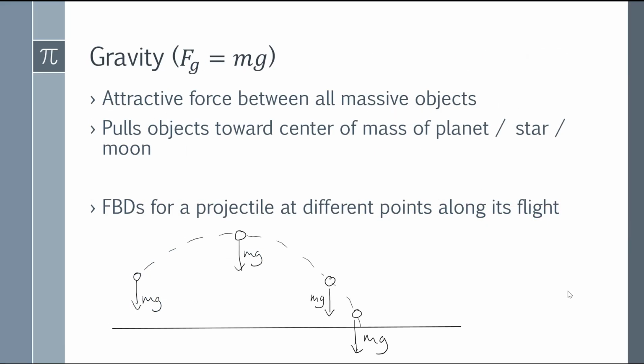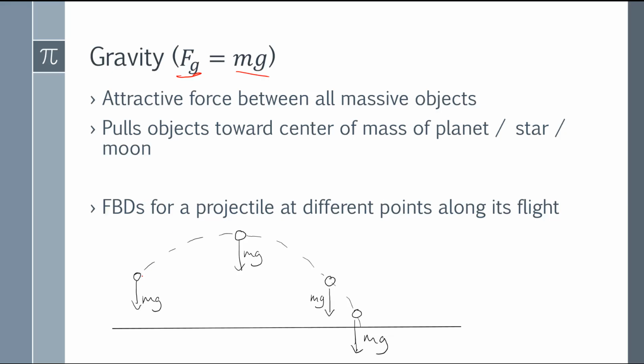First of all, our most important force is gravity. F sub g, or mg, is the equation for gravity, where m is the mass and g is the acceleration due to gravity or gravitational field strength. Gravity is an attractive force between all massive objects in the universe. If we're thinking about it on a cosmic scale, our formula is a little different, but if we're thinking about it on a planet like the Earth or on a moon, it's just a constant force that pulls objects down towards the center of the planet or the moon.